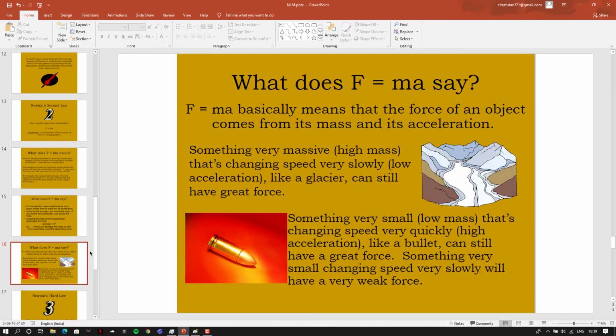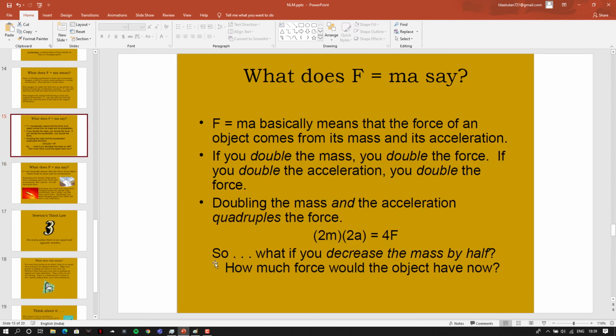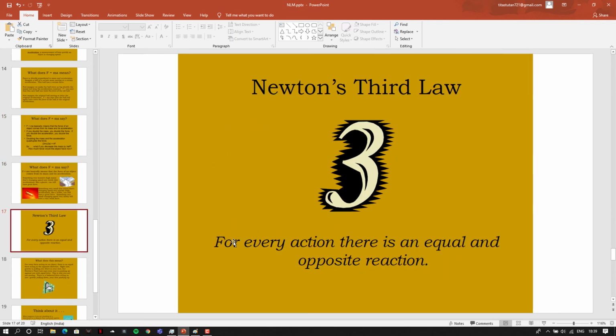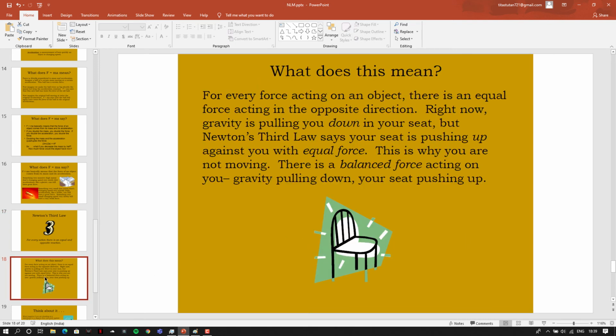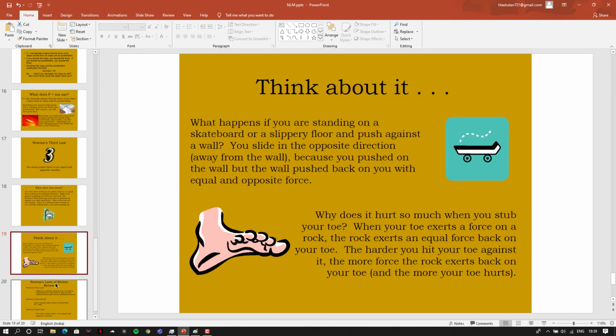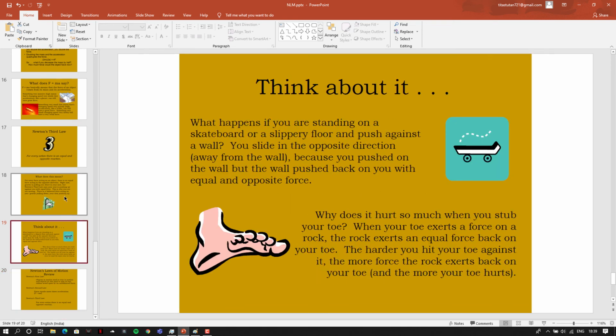Okay. So now we move on to the third law. Now, the third law is very important, and it's very simple also. For every action, there is an equal and opposite reaction. Very simple statement. So what happens is that whenever you apply force at something, the thing you are applying force on also applies the same force towards you. Very simple thing.